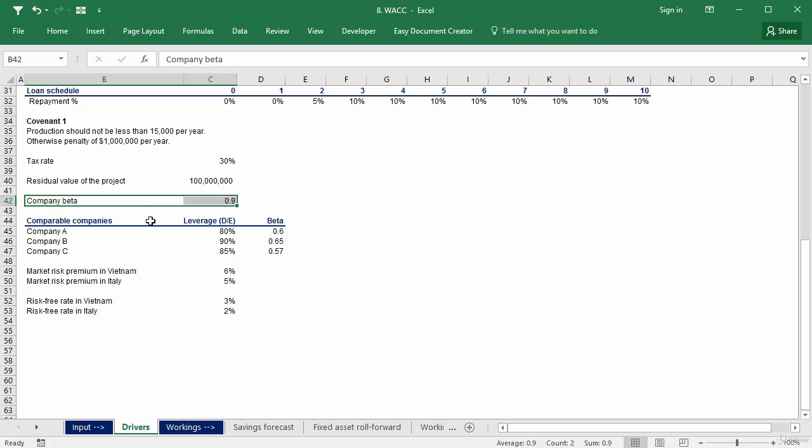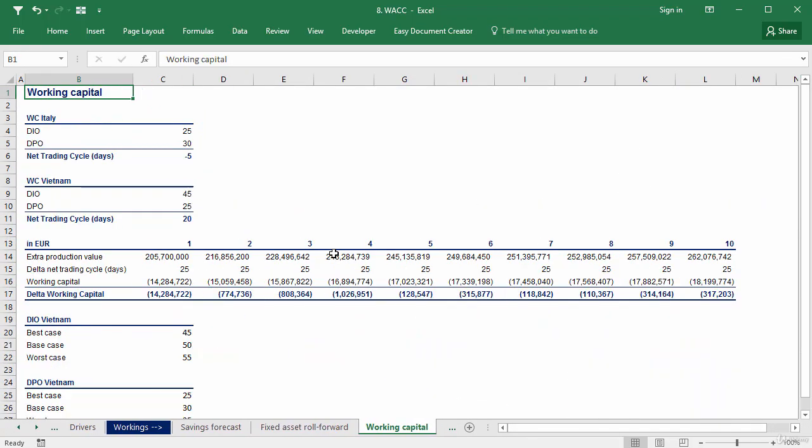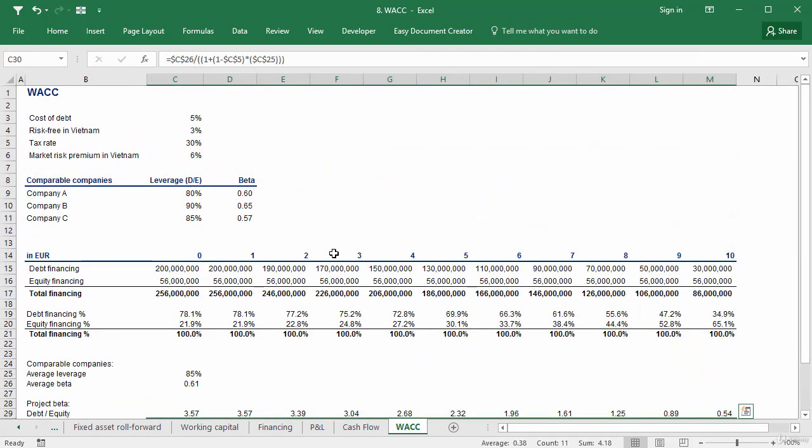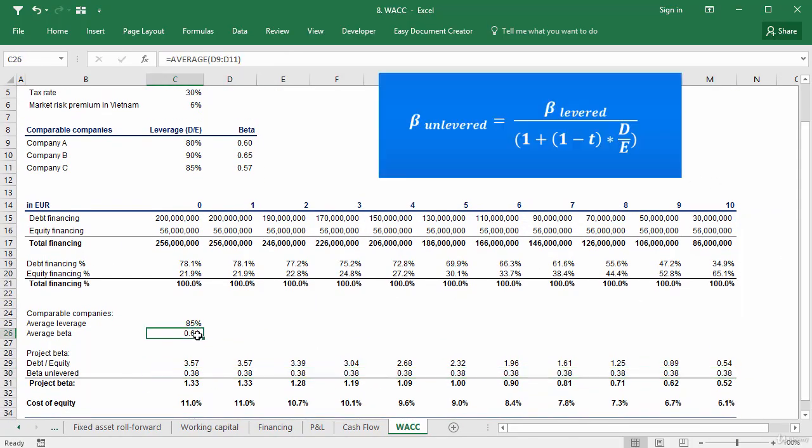This is why our team provided us a list of comparable companies performing the same activity in Vietnam. We have their leverage and beta. So, what needs to be done is calculate the average leverage and the average beta of the 3 companies, and then adjust the average beta obtained according to the leverage of our project. How can we do this? Well, we need to use the formula for unlevered beta, which has been done here.